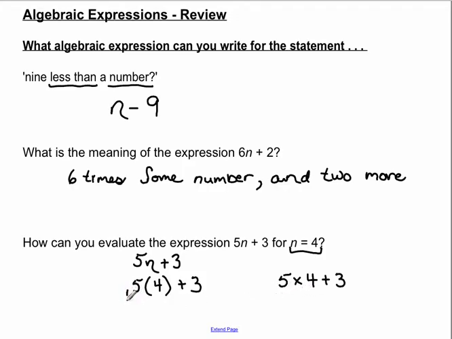And then we do the order of operations. So we do multiplication before we do addition, and then we evaluate. Same thing here. Doesn't matter which way you write it, we always do multiplication before addition, and we get 23. Okay?